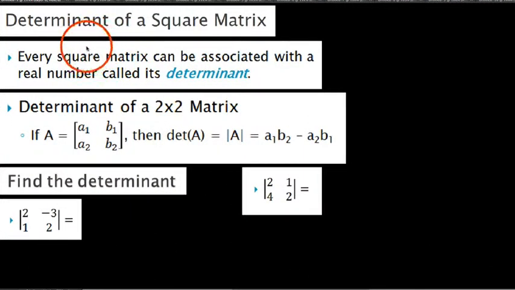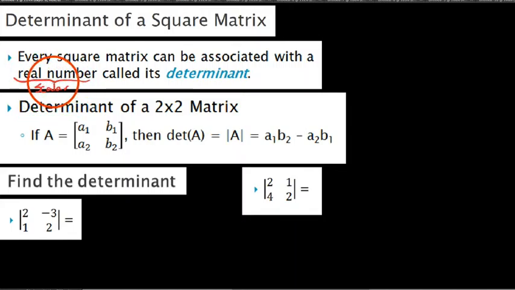Okay, YouTube, in this module of videos, we're going to be focusing on this number that we refer to as the determinant of a square matrix. And so let's go ahead and touch on a few basics here. Starting with this, we say that every square matrix can be associated with a real number called its determinant. And one thing we want to mention is that because it's just a real number, the determinant of a matrix is a scalar, okay?